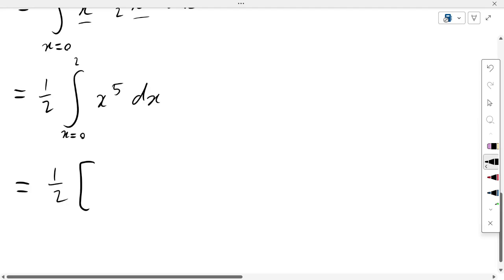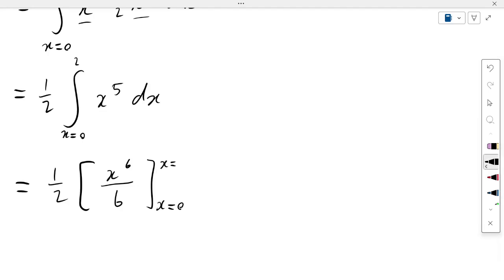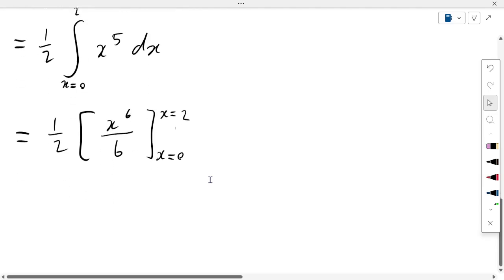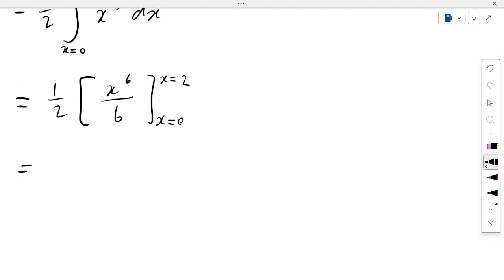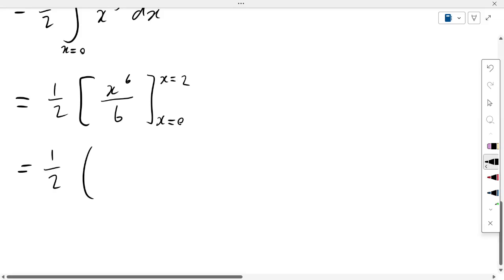The integral of x to the power of 5 is going to be x to the power of 6 divided by 6. And then this is evaluated from x equals 0 to x equals 2. And can you see we can just straight up get an answer, a value. This will be a half multiplied by, and we're just going to use that same format we just did with the other integral where we're evaluating.